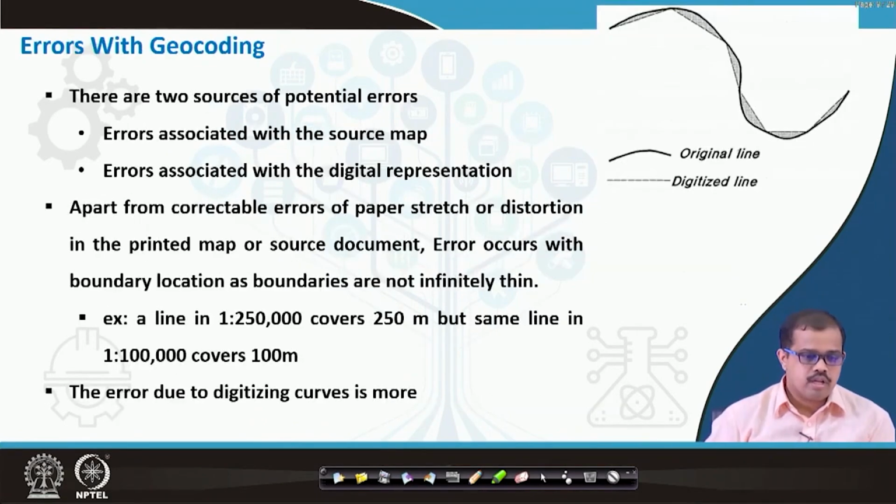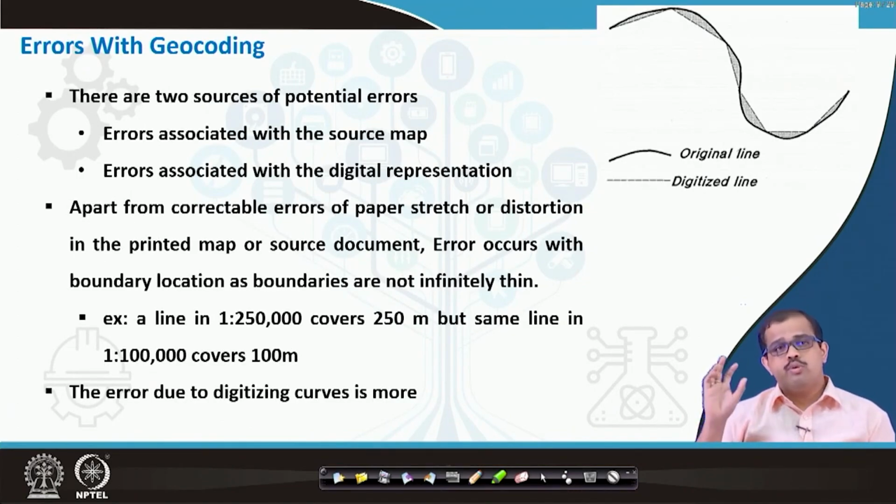So, there are certain errors with geocoding. For example, when you look at two major potential sources that you can see in any of the images that are geocoded, it is error associated with the source map. First of all, a source map has to be extremely precise and accurate. If the accuracy and precision are much lesser, then obviously the error is there in the source map by itself, and errors are also associated with the digital representation.